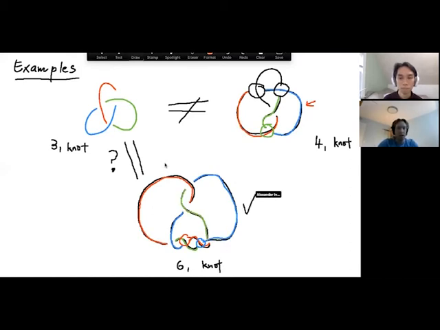Nice. But that actually doesn't tell us anything about the trefoil, or if the trefoil can be deformed through the Reidemeister moves to the 6-1 knot. We don't know if these are fundamentally different. So this is where we can use a more powerful tool, p-colorability.